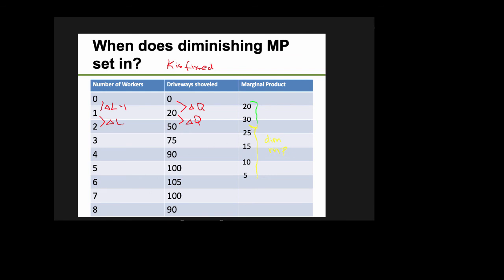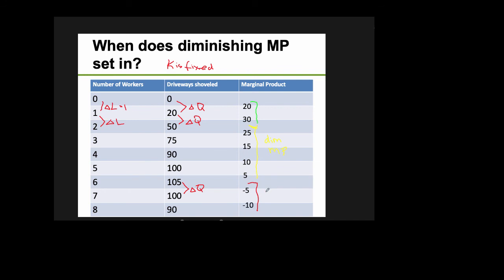But then we go to the seventh worker. And from the seventh worker, you can see we go from 105 and we actually decrease the amount of output produced. So this is the point now where we don't have enough shovels. People are standing around, getting in each other's way, and not as much is being produced. So here we enter the world, and then when we add the eighth worker, we have a minus 10.